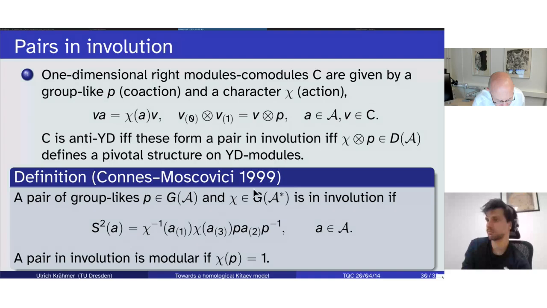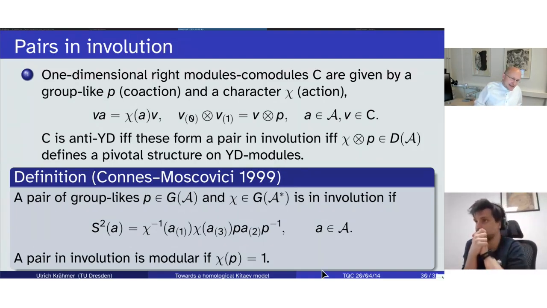And then this strange condition down here of Kohn and Moskowitz precisely becomes the anti-Yetter-Drinfeld condition that we have seen before. Okay, so you should think of these modular pairs in involution as one-dimensional anti-Yetter-Drinfeld modules.